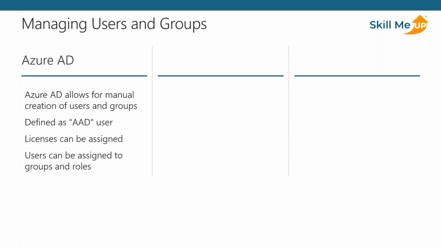And I'm talking about the Azure AD portal at this point. It's defined as an AAD user. So when you create a user, you are creating an AAD user. And we'll talk about that in a minute with PowerShell. The licenses can then be assigned as part of that, and the users can then be assigned to groups and roles.